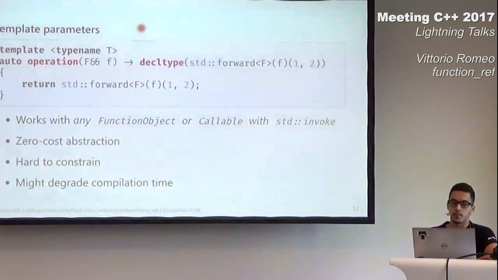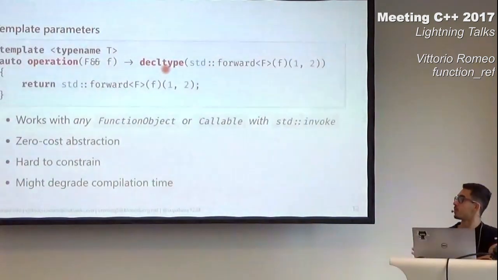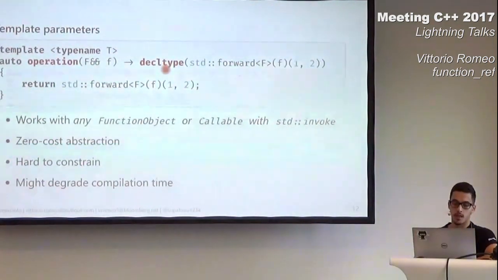Another alternative is template parameters. So in this case, operation is a template function that takes some f, it should be f as well, by forwarding reference, and returns a trailing return type, which is the decltype of how I'm invoking the function, which is by forwarding f and passing 1 or 2.